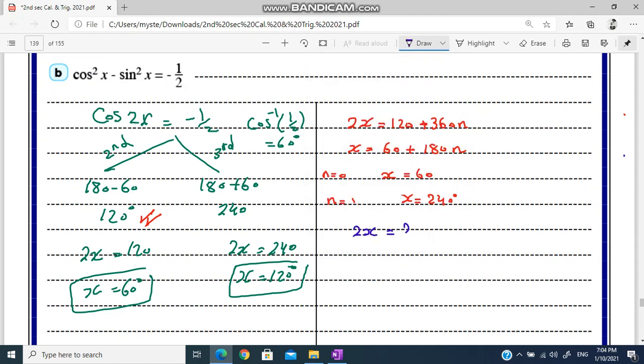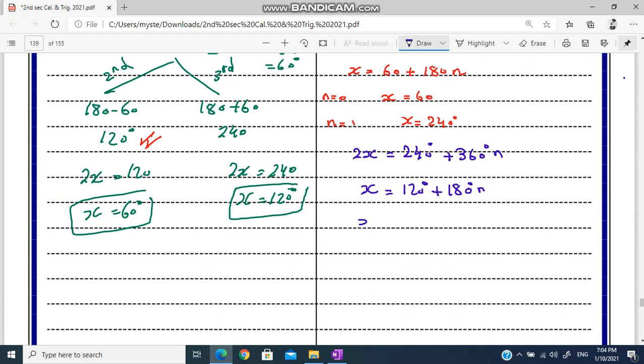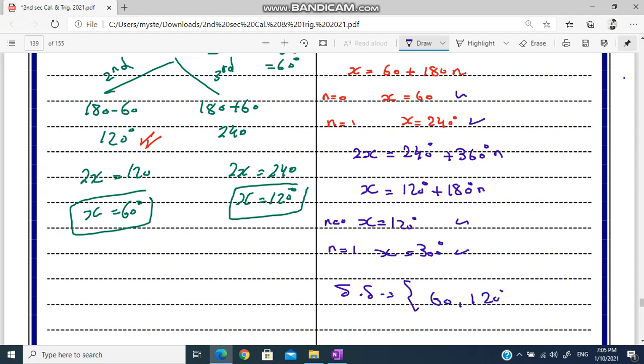The other one will be 2x equals 240 plus 360n. By dividing by 2, x will be 120 plus 180n. By substitution, if n equals 0, x will be 120, and if n equals 1, x will be 300. So we have 4 solutions, not 2 solutions. So the solution set in the final will be 60 and 240 and 120 and 300.